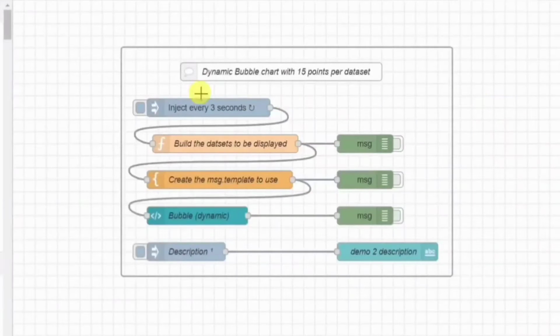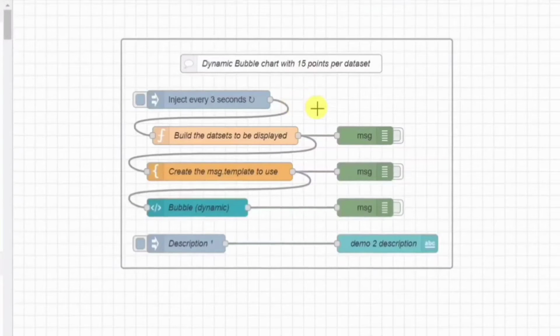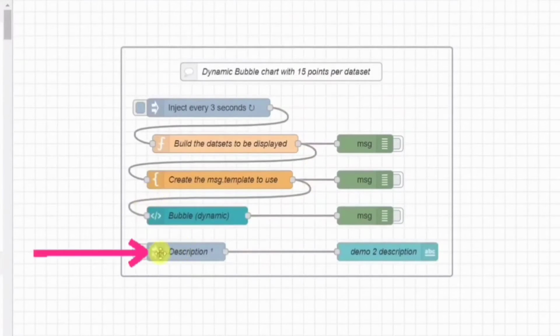We begin with two inject nodes. One injects a description message explaining what the demo does. The other injects a signal every 3 seconds, triggering the function node to generate new data points for our bubble chart. Next, we have a function node.